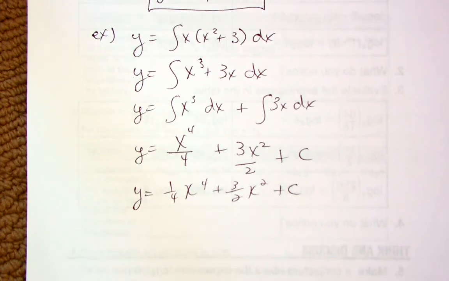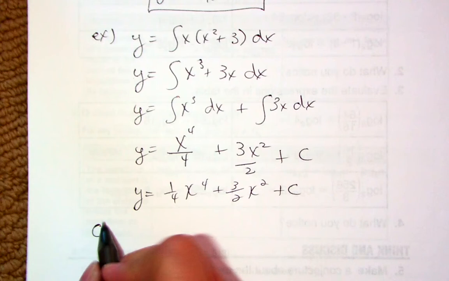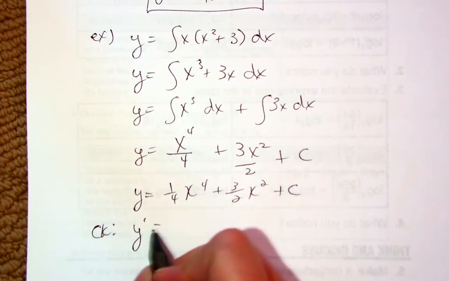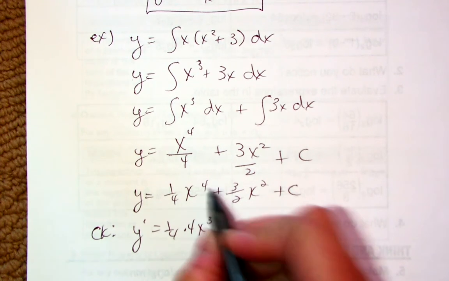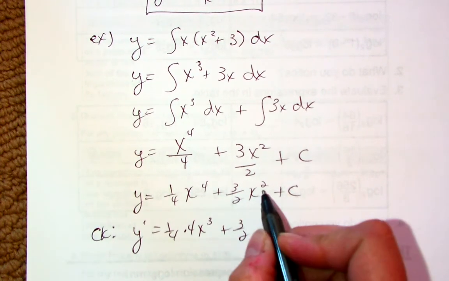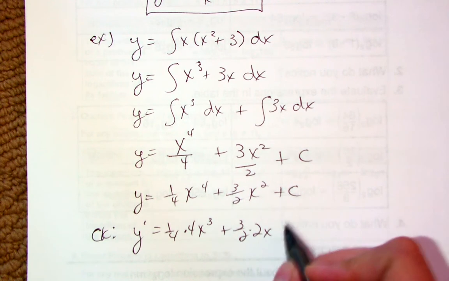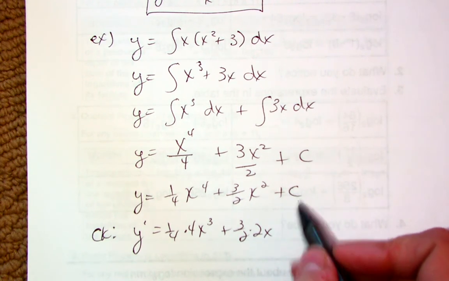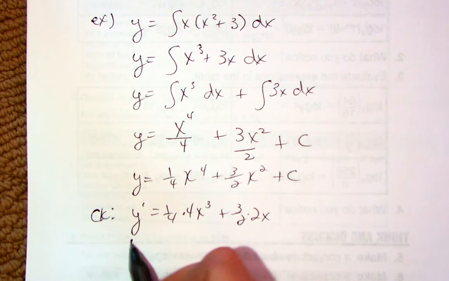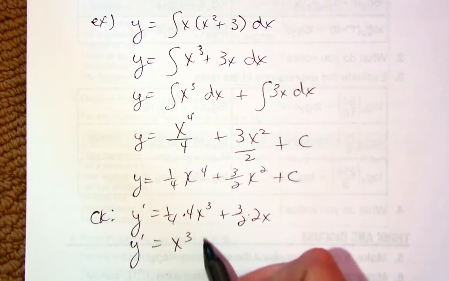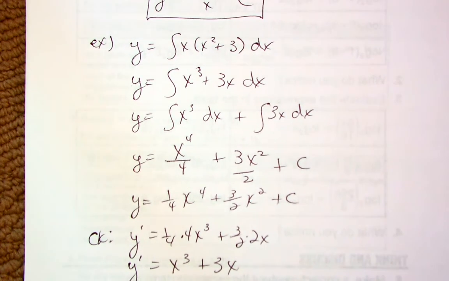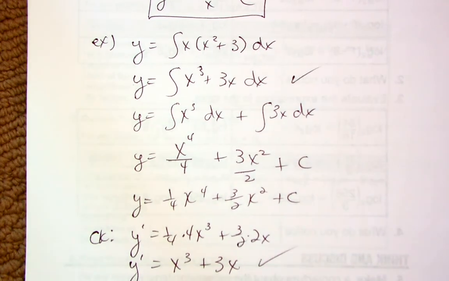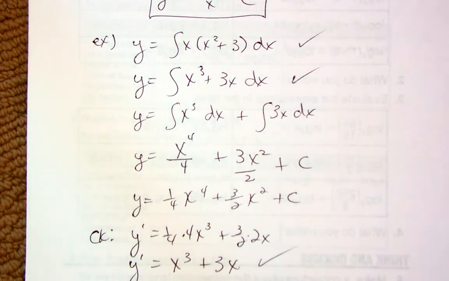I think I definitely want to check this one out. So I'm going to take the first derivative of this. I leave my 1/4, bring down my 4, reduce it. Write down my 3/2, bring down my 2, reduce it. And then when I take the derivative of any constant number, it's just 0. Let's clean this up. And there is my original function. I could go ahead and factor out an x and go back to the absolute original.